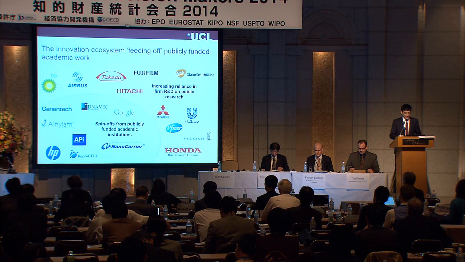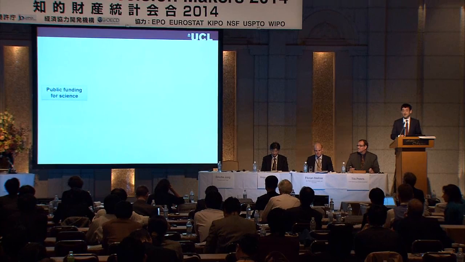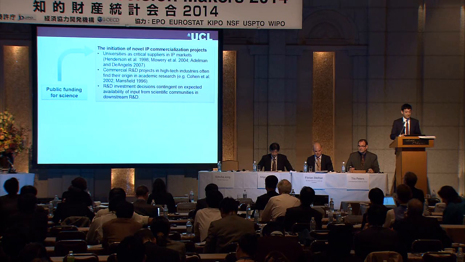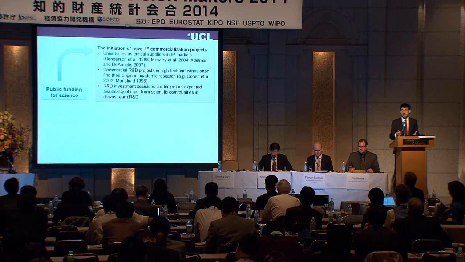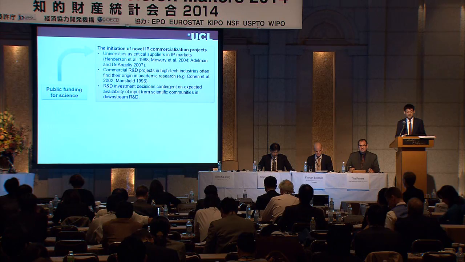So what we try to do in our research, we focus on two relationships. First of all, we examine how public funding for science affects IP commercialization activity. And we propose that there is a positive relationship, so that public funding for science has a positive impact on IP commercialization in a specific field. Universities have emerged as critical suppliers in IP markets, in particular in areas such as biotechnology, where IP owned by universities comprises about 20% of the total amount of patents in these areas.